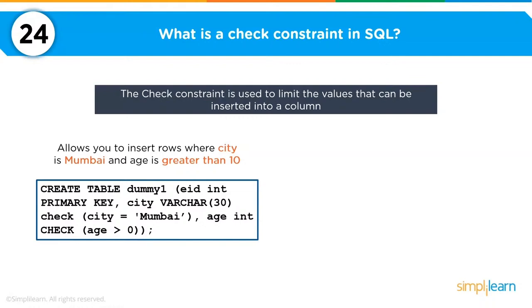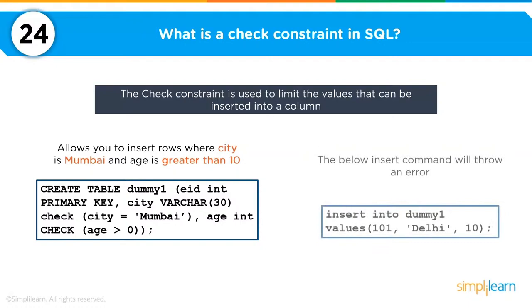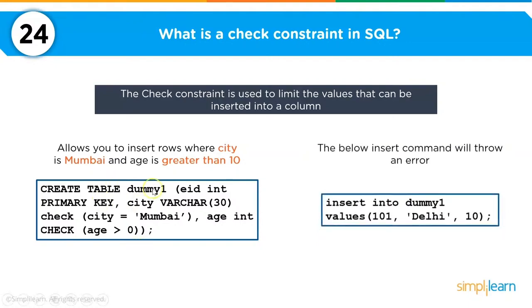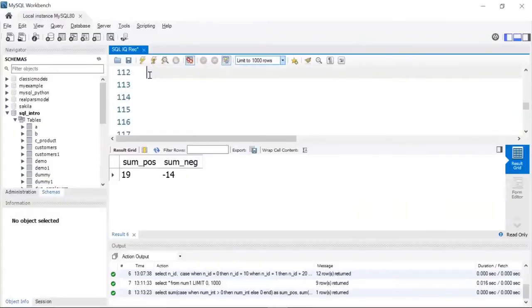Similarly, you can set a constraint for the salary column in a table to ensure that it is always greater than 0, because you cannot earn a negative salary, or it cannot be less than 0. Now we are going to create a dummy table on my MySQL workbench and see how check constraints can be applied. Okay, so let's give our comment as check constraints.